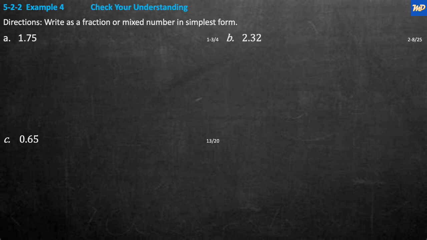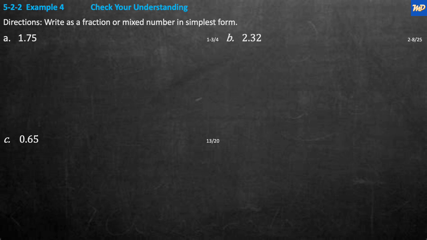Okay, for example 4, checking your understanding. We want to do the same as we just did in the previous slide. Write as a fraction or mixed number in the simplest form. A is 1.75, and you're going to do the same thing we just did. So go ahead and try these on your own. When you come back, we'll do them together. Stop the video and we'll come back.